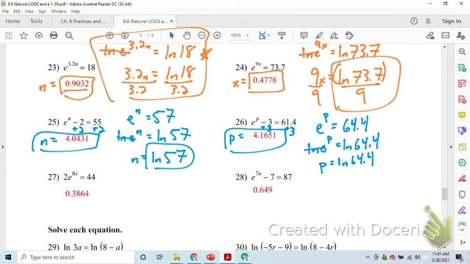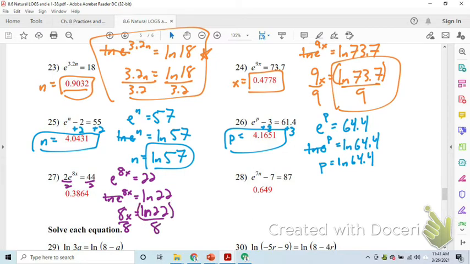Now, 27, there's an extra step or two involved, so I got to slow it down here. I'm going to divide both sides by 2, trying to get the e by itself. E to the 8x is equal to 22. Then you take the natural log of both sides. The natural log of e to the 8x is equal to the natural log of 22. So that goes away. I get 8x is equal to the natural log of 22. Then you divide both sides by 8. So take the natural log of 22, hit equals, then divide that by 8, and you will get x is equal to this.